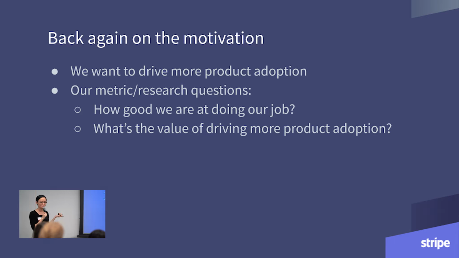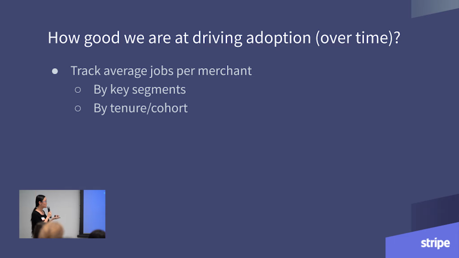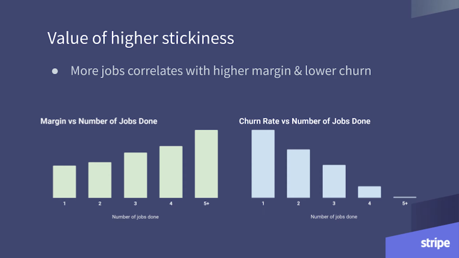You can just imagine a metric which tracks the average number of jobs per merchant over time, and we can see if it's trending up. And we can break it down also by key segments to see what the main segments are that are driving up the metric, and also by cohort to see if we're educating our new users better over time. And we also used it to prove the value of higher stickiness, aka more jobs done.